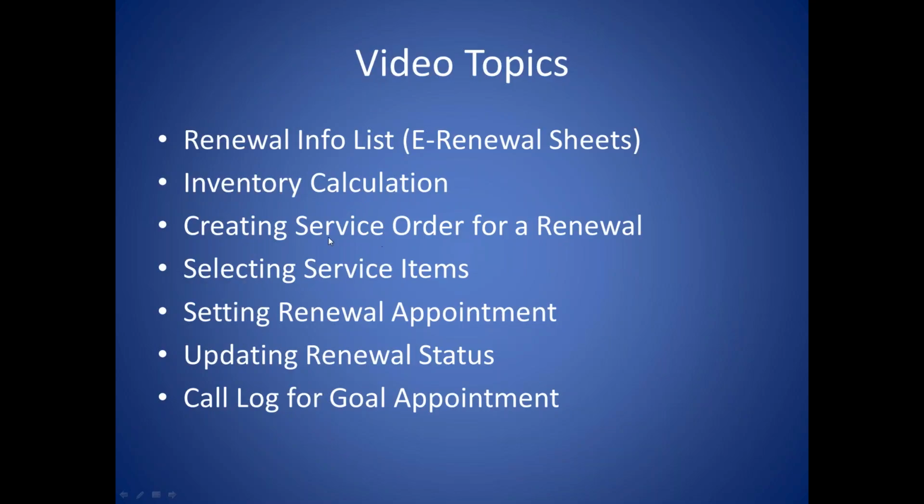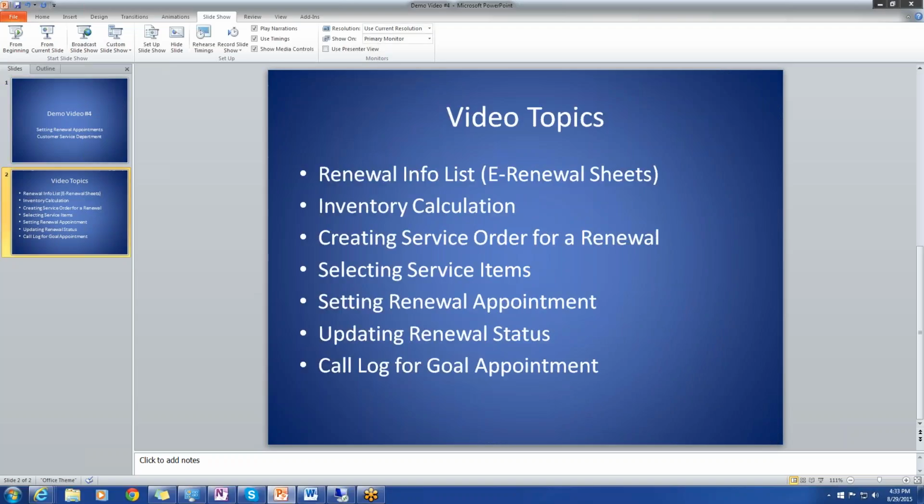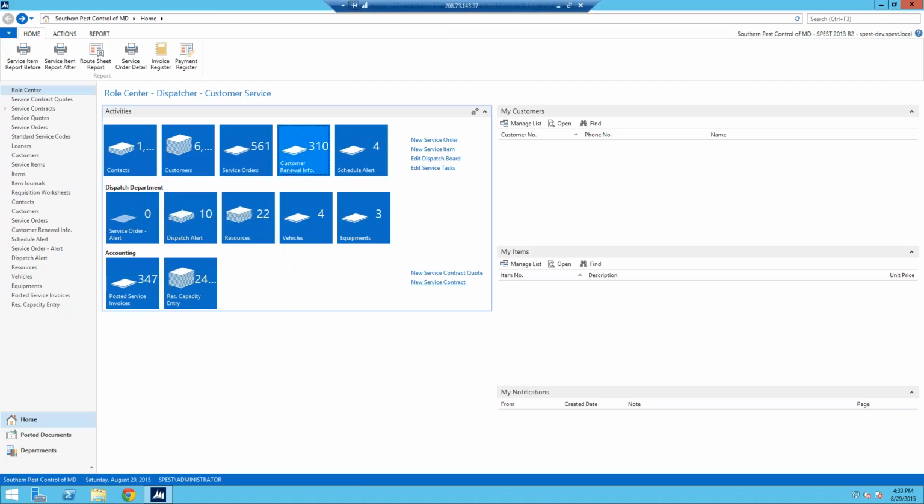Then we're going to actually create a service order so we can set a renewal appointment. And that's really these 3 items here, the selecting service items and then setting the renewal appointment. Again, you have to create a service order before you can do that. And then we'll go through and show how the renewal status is updated through the process, and that's whether the renewal is pending, set, TBRST, to be reset, produced, or canceled. And then we'll look at how we're going to use the call log for goal appointments, or to track goal appointments, I should say.